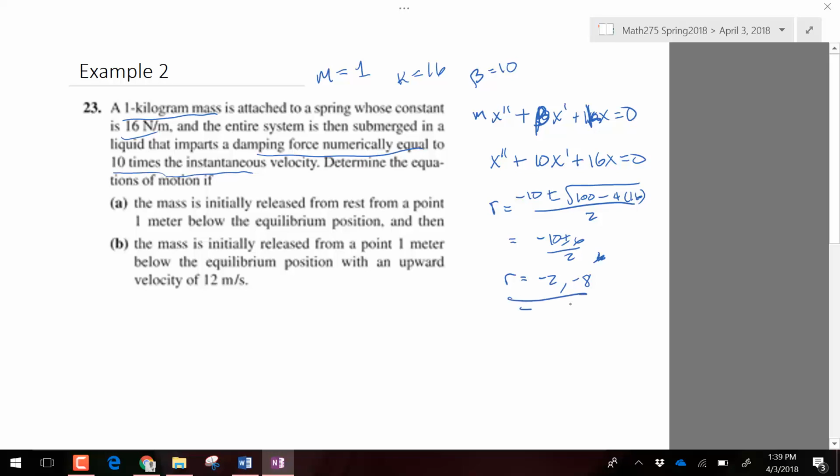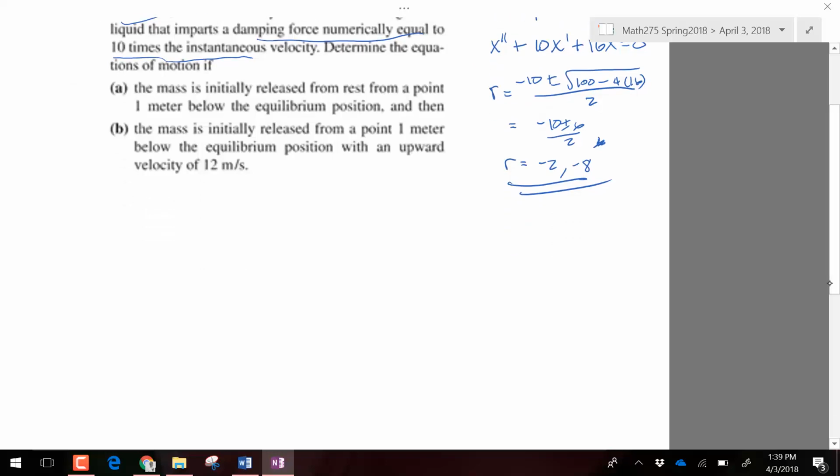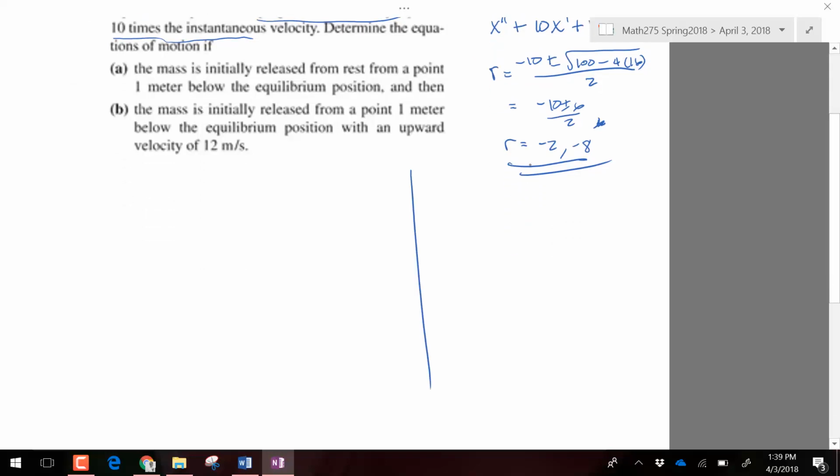All right. So now that we have that, we can get our solutions. We have two distinct roots. Our solutions are going to be e to this power and e to that power with the constants. So x of t is equal to c1 e to the negative 2t plus c2 e to the negative 8t.